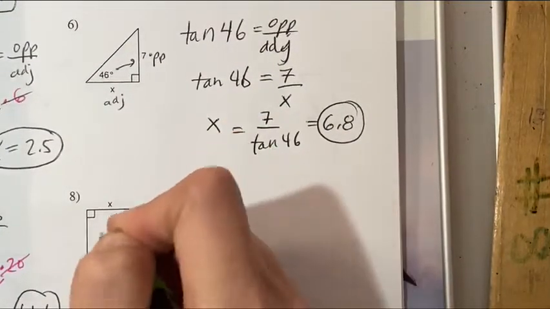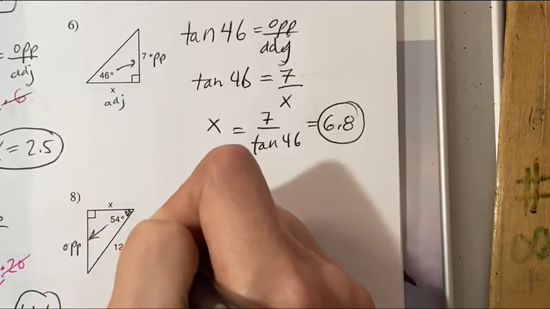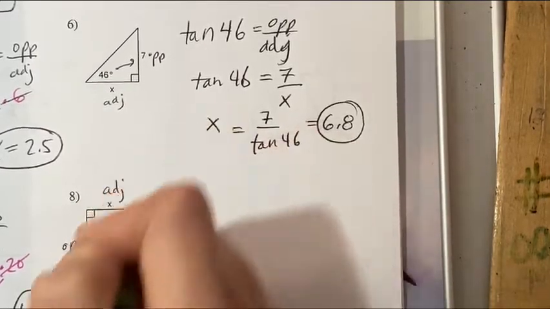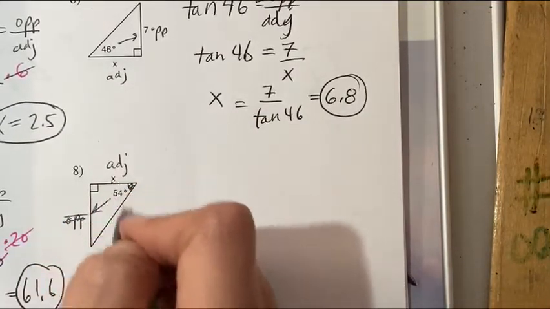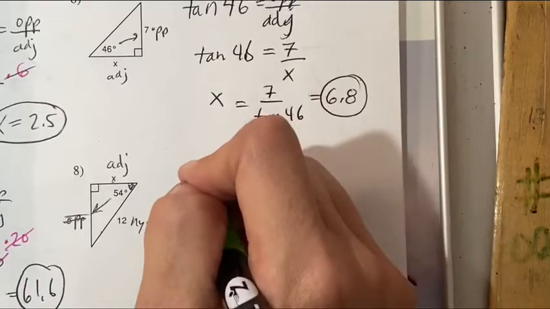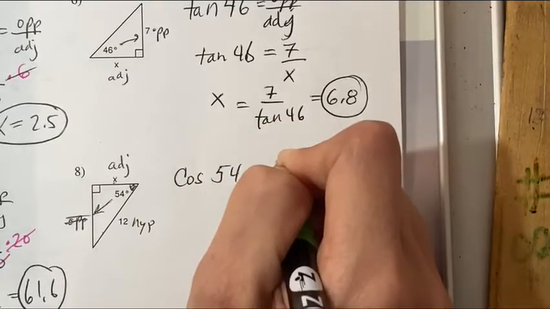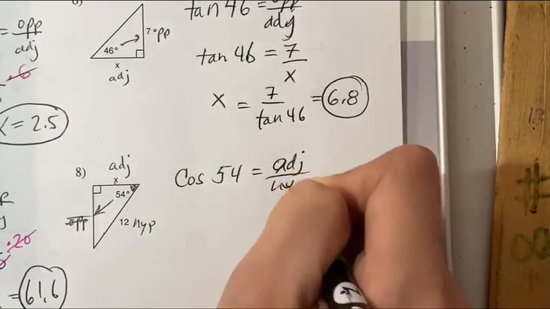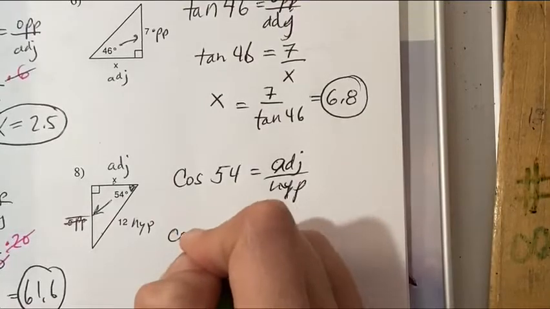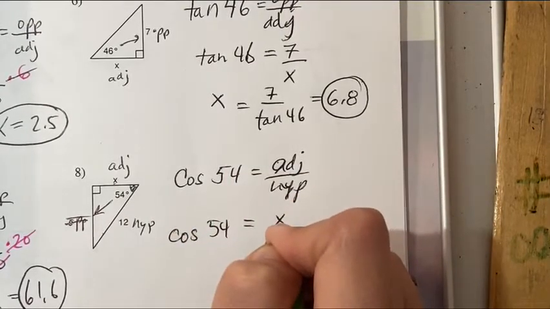Here's my reference angle. This is my hypotenuse, adjacent. Okay, so I have nothing over here on my opposite side, just information on adjacent and hypotenuse. So that's going to be cosine. Cosine of 54 is adjacent over hypotenuse. So the cosine of 54 would be x over 12.